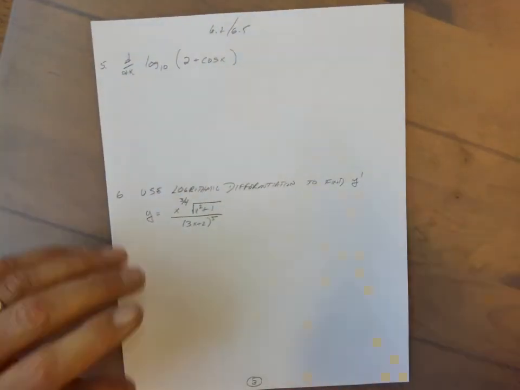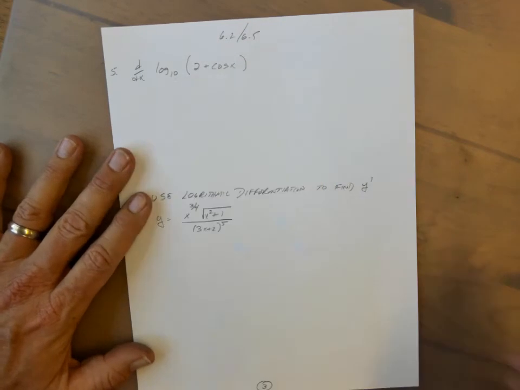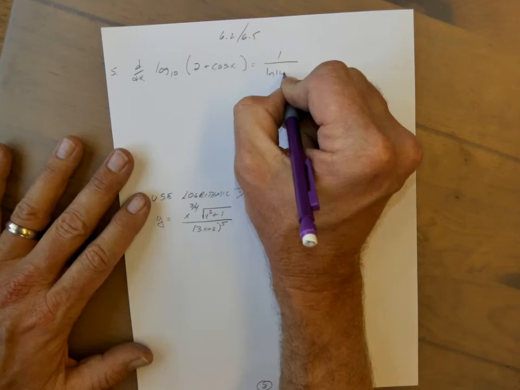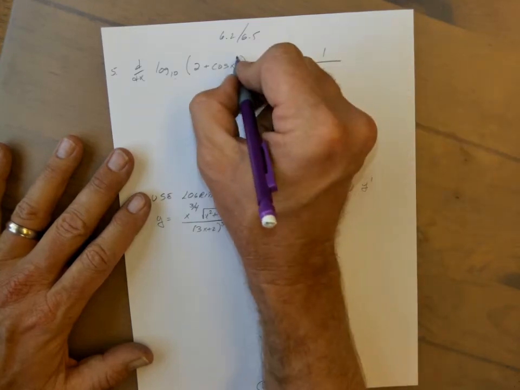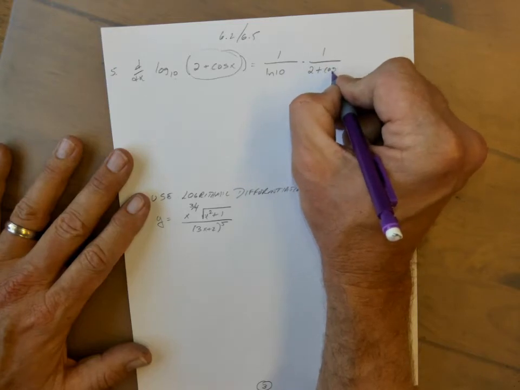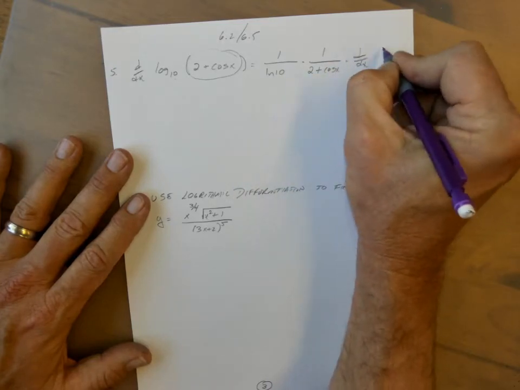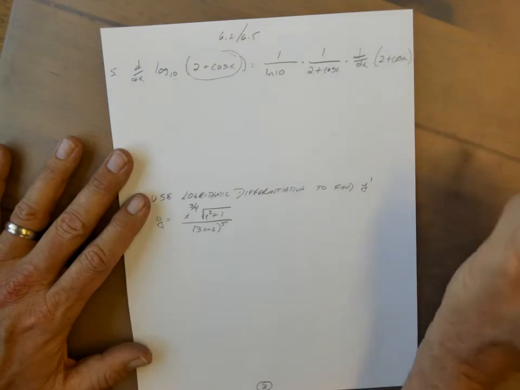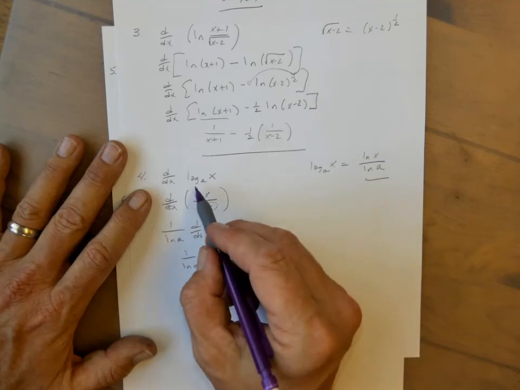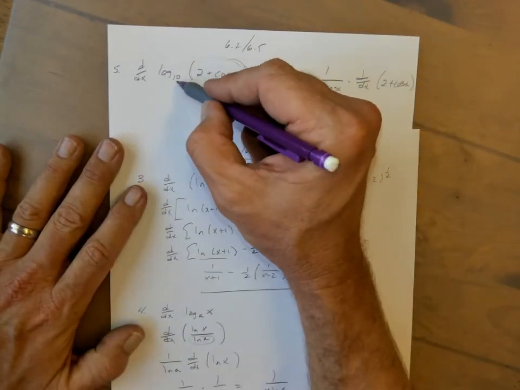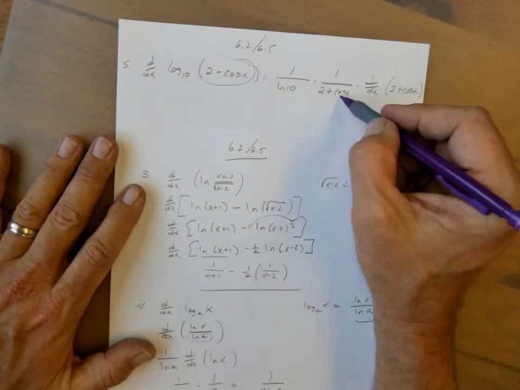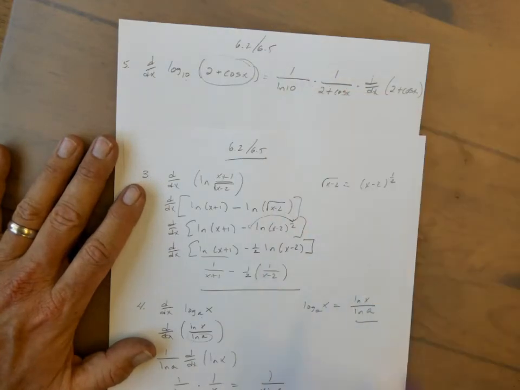So here we have a log function with base 10. So that means that the derivative of this is going to be 1 over the natural log of 10 times 1 over the argument, 2 plus cosine x, times the derivative of the argument. There's our chain rule, right? So again, going back to our previous problem, log base a of x, there's our 1 over x, that's here. There's our 1 over the natural log of a.